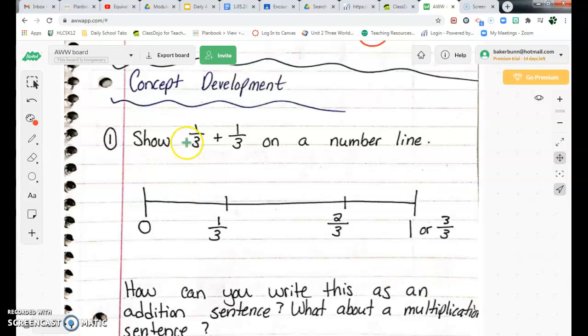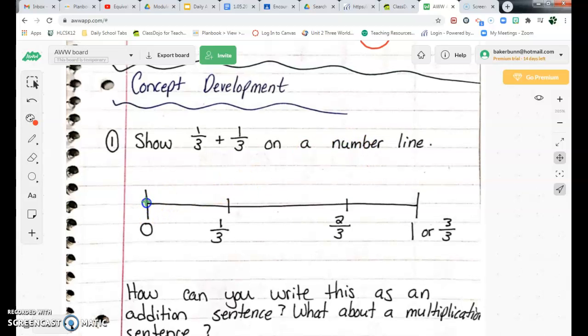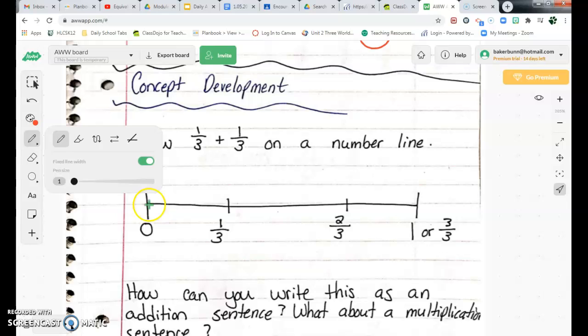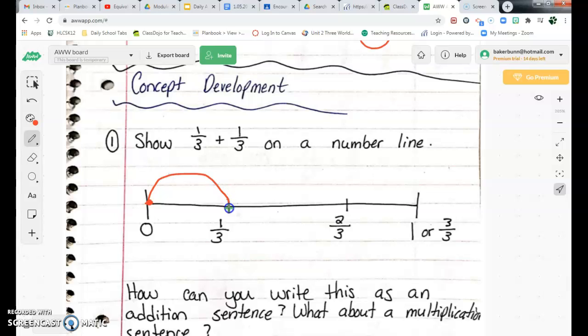To show 1/3 plus 1/3 on a number line, I'm going to start at 0 because that's where I'm always going to start when I'm adding anything. I'm starting at 0. Then I'm going to go to my beginning 1/3, which is right here. So here's my first 1/3. From 0 to here, that is equivalent to 1/3. Now I need to add another third.